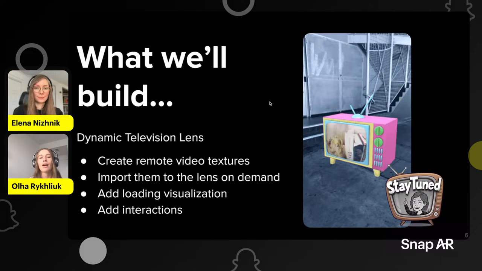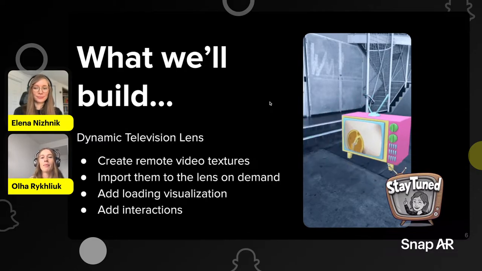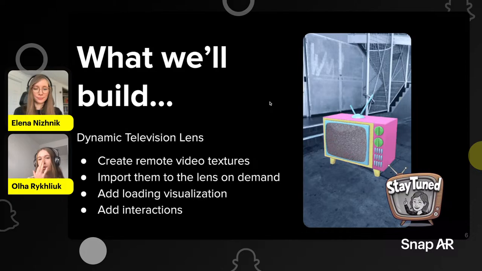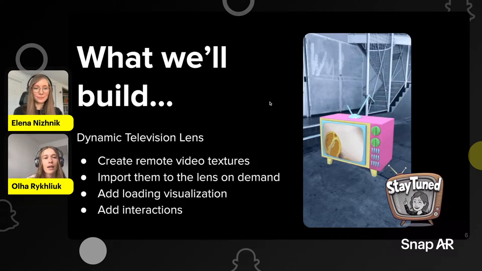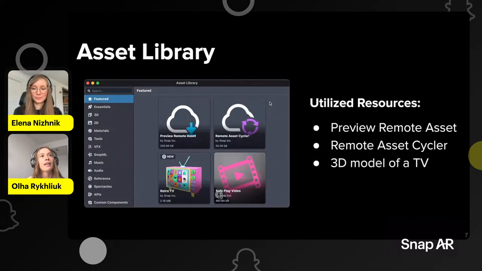And this is something that we are going to be building today. I do feel like a lot of you are young people and maybe you don't remember those old retro TVs. But this is something that gives me comfort and reminds me of my childhood. So this is what we're going to build. And I think this use case covers basically everything that remote asset storage allows us to leverage. There are a couple of resources that I'm going to be grabbing along the way. You can find them in the Lens Studio Asset Library, and we'll get into those later.